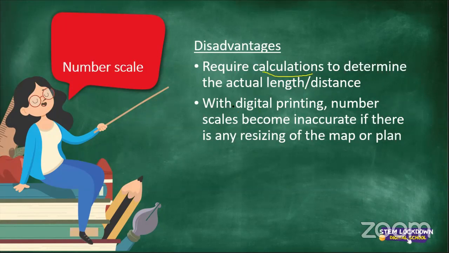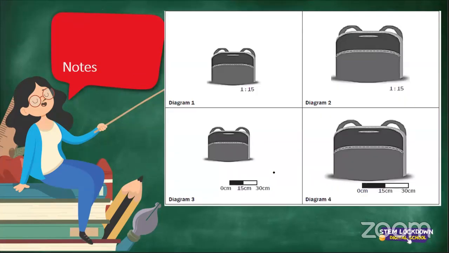Another disadvantage of a number scale is that when you're printing it out, if you enlarge or reduce the map, the scale becomes inaccurate. If the scale is, for example, 1 is to 100, and I'm enlarging my map, this will actually be wrong. When I calculate the distance using the scale, I'll get wrong values. Let me give you an example.